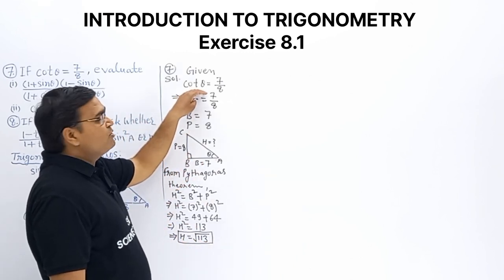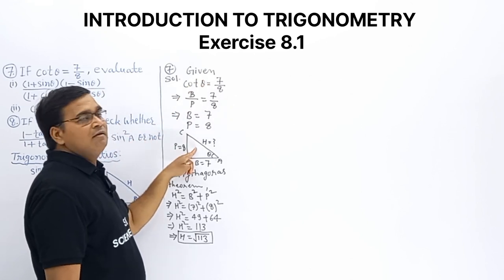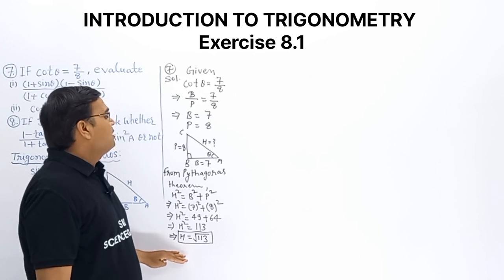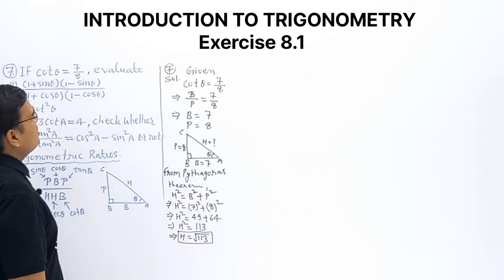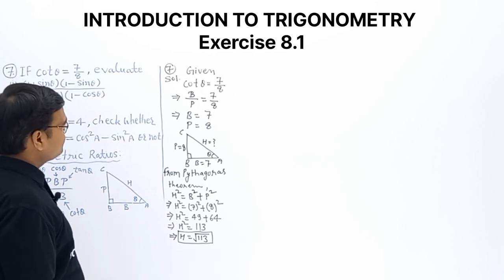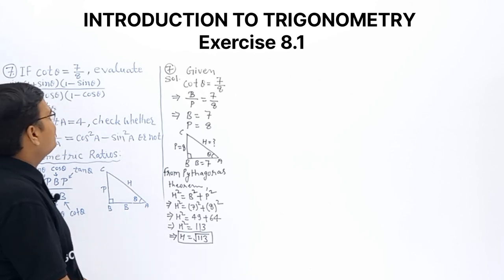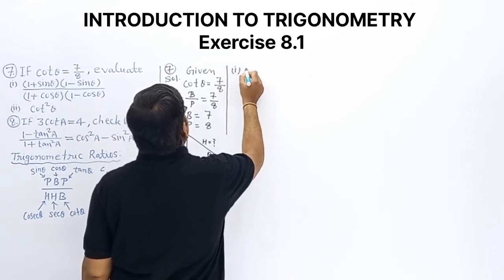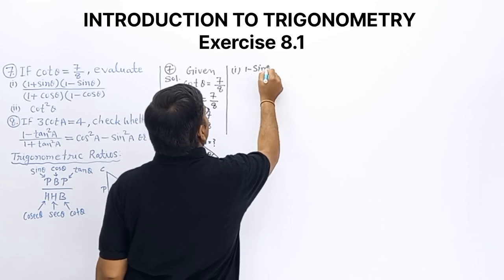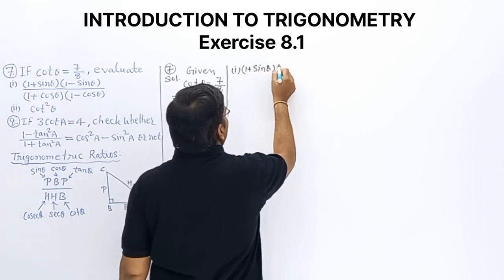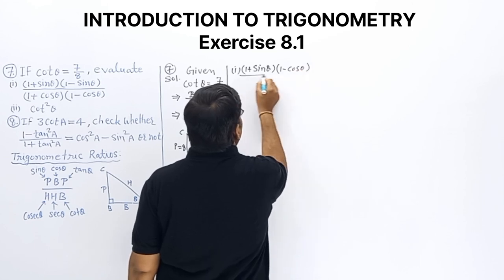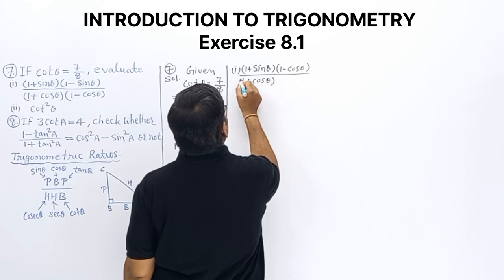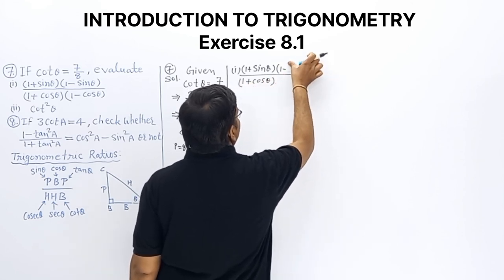In the question, from this ratio we have two sides, and the remaining side we obtained by using the Pythagoras theorem. Now what do we want? We want its result. So how will we obtain this result? Observe. What is the first one? The first question is: 1 minus sin theta, 1 plus sin theta, into 1 minus cos theta divided by 1 plus cos theta, 1 plus cos theta, this is sin theta.